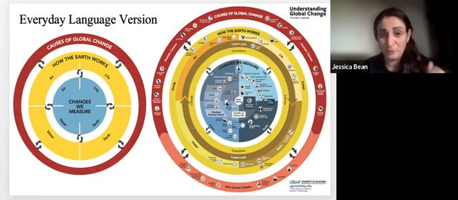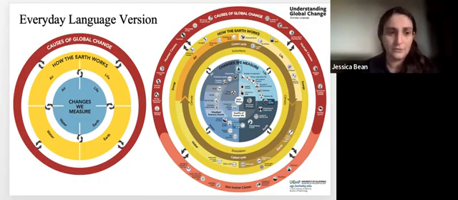I wouldn't introduce the full complexity of this to younger learners, but it is a way for you as a teacher to be thinking about what topics you can hit on and connect back to climate change, right? Thinking broadly about how you create that basis for understanding the complexity of climate change and how climate change touches everything. This is a way for you to visualize those connections.